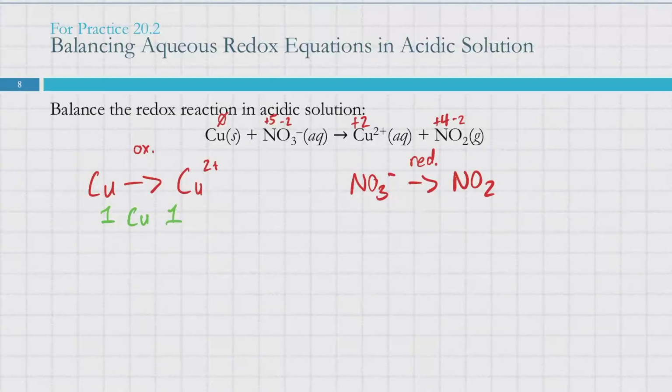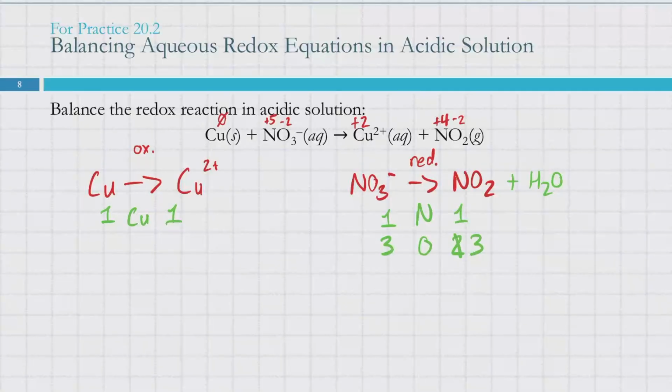For the reduction half reaction, you've got nitrogen. We've got 1 and 1, nice and easy. We've got oxygen up next. We've got 3 on the left, 2 on the right. So we need to get that 2 up to a 3, and we can do that by adding in water, because water is floating around. It's in aqueous solution. It's also acidic.